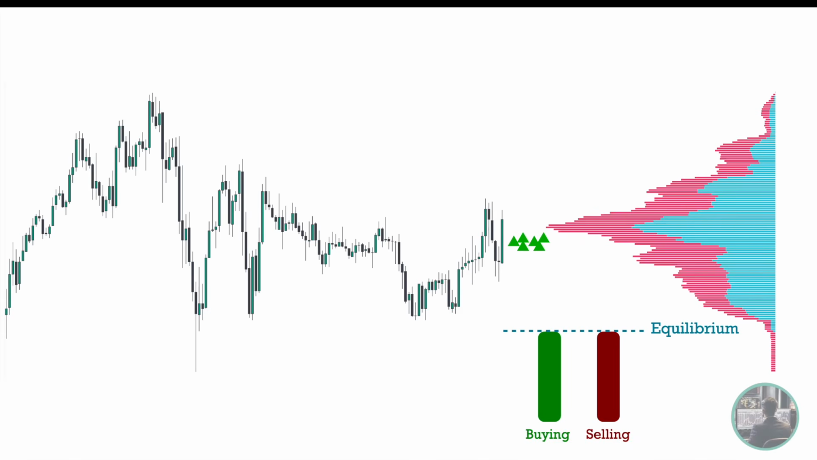It finds a high volume node. It hangs around there for a while. Buyers and sellers are doing business. Volume is stacking up. Price is kind of just chopping sideways. And then at some point, one side wins. The liquidity at that level gets depleted, and the price has to move.